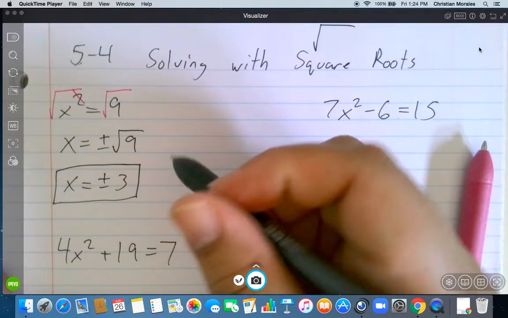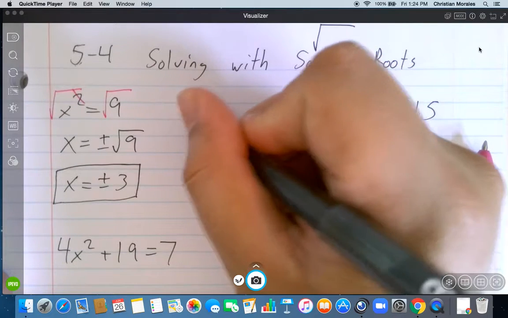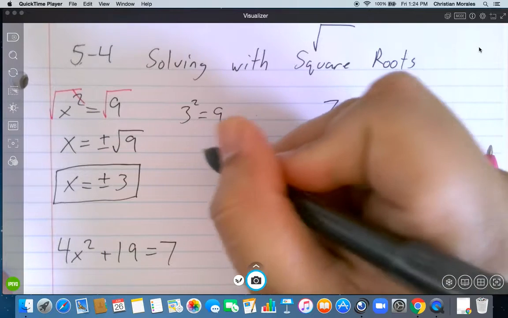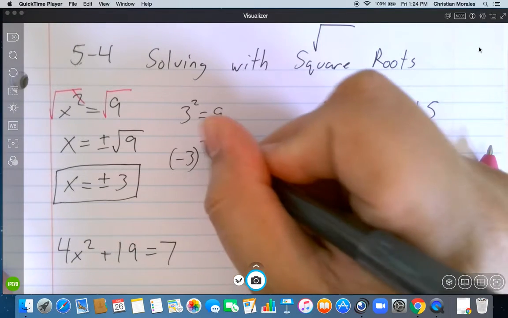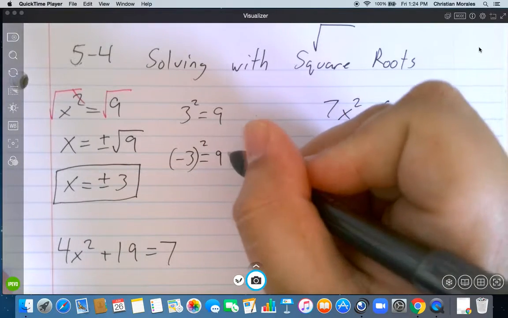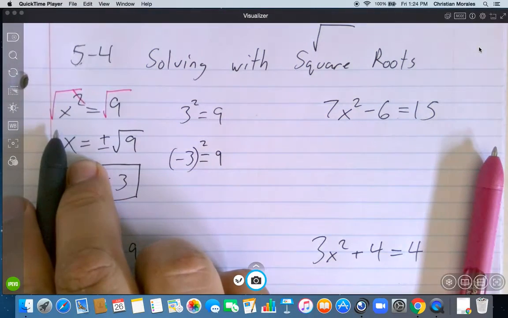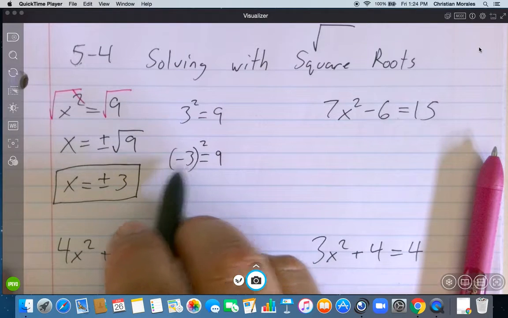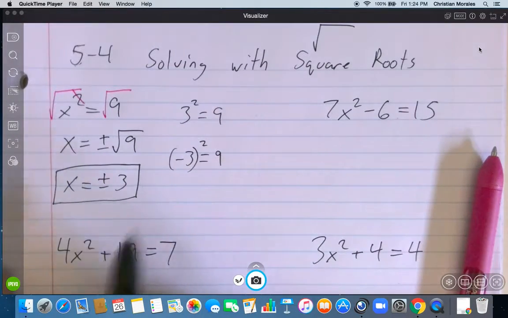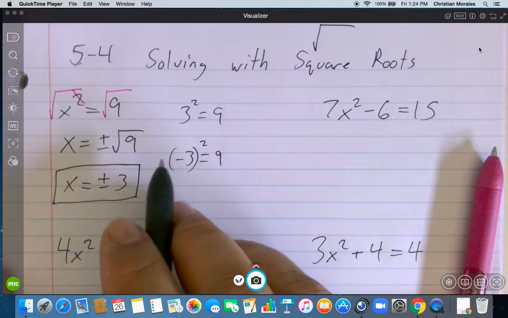So what does this mean? What this means is, if you plug in a 3 and you square it, you get 9. 3 times 3 is 9. But if you plug in negative 3 squared, negative 3 times negative 3 is also 9, which means this has two answers, a positive and a negative. So the fastest way to do that is to identify plus minus to represent those two answers. And that's it. That's how you solve square roots.